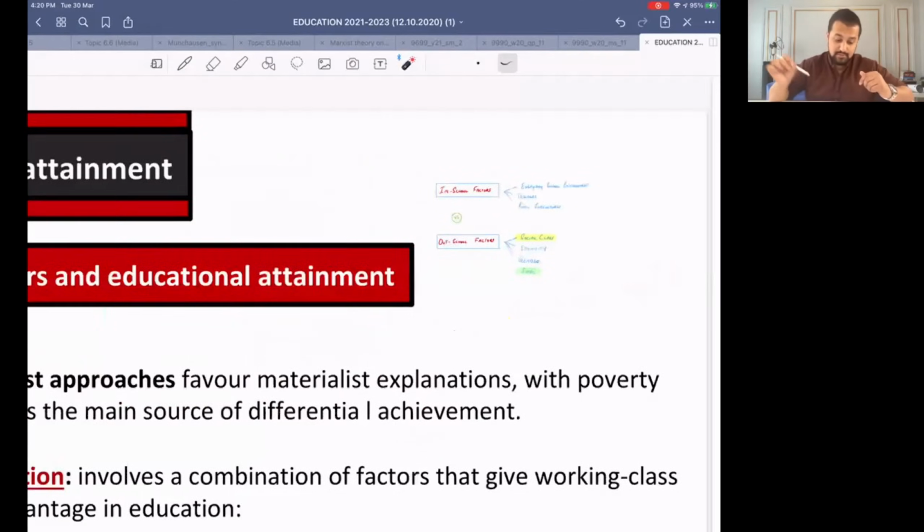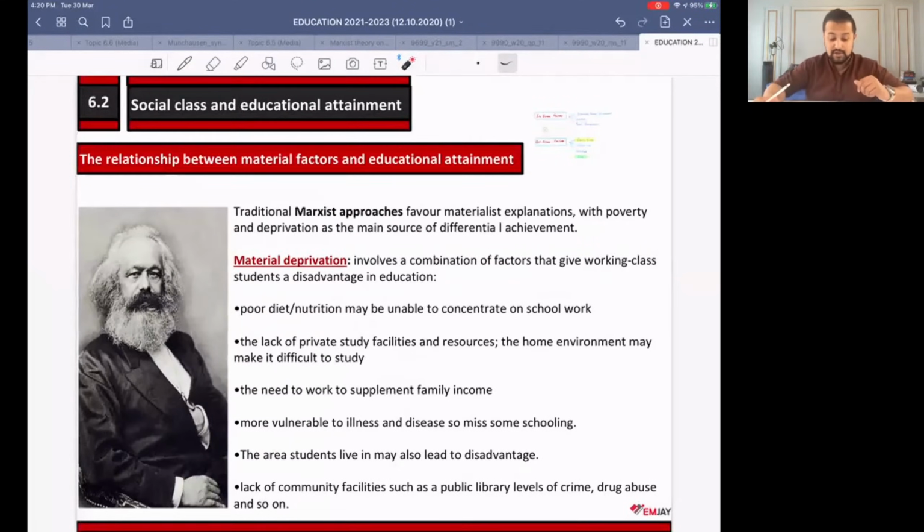Keeping all of this in mind, if I officially and formally start off with topic 6.2, the relationship between material factors and educational attainment, what is the relationship between them? To start off, what exactly do we refer to when we talk about material factors? This includes a combination of different factors that put working class students under some disadvantage, and in contrast give a push to the pupils from the upper class or the middle class.